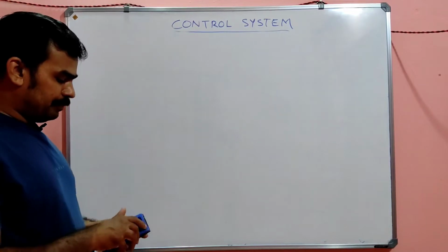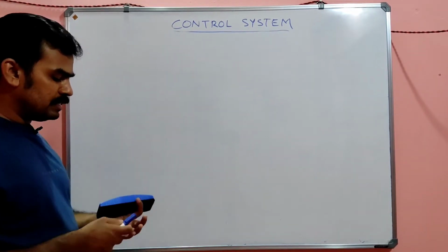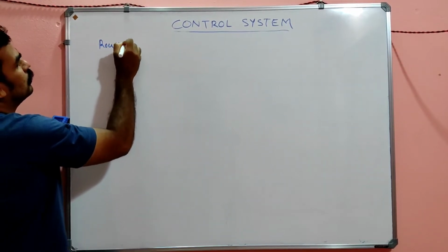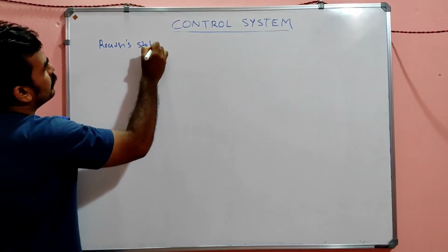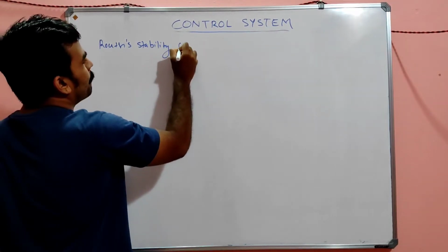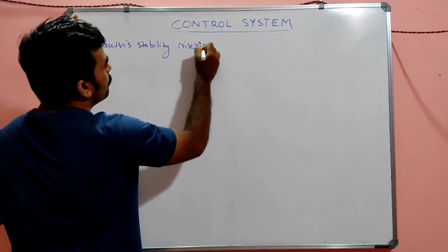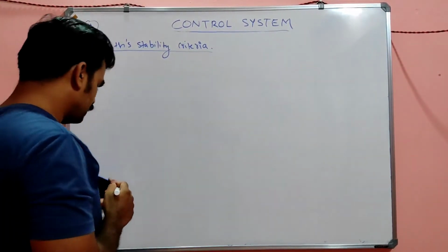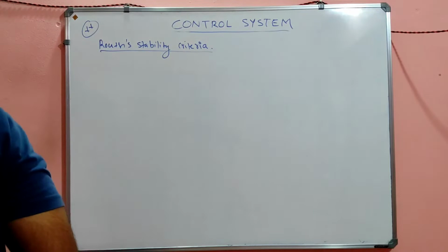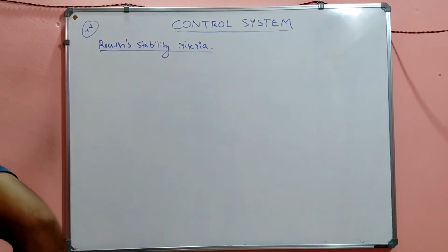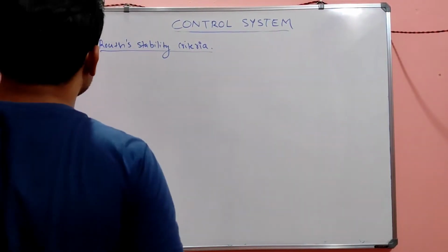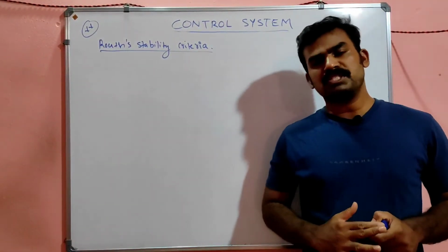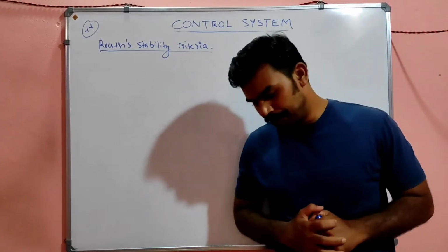So now today we are going to discuss a very important session in control systems, that is nothing but Routh's stability criteria. It's a very important session, my dears. You can expect a sure short question from this. So what does Routh's stability criteria mean? It is a method to determine the stability of a closed loop system.